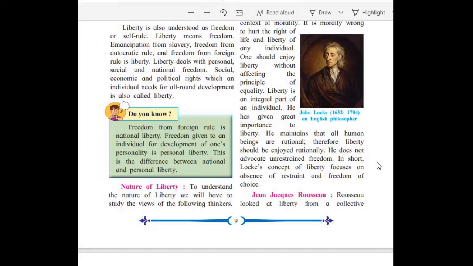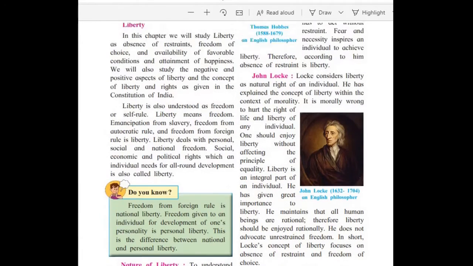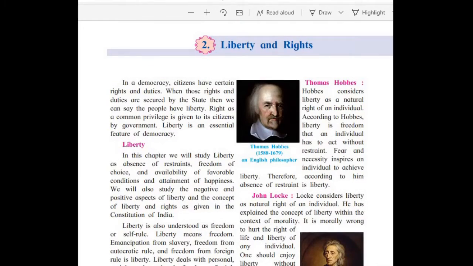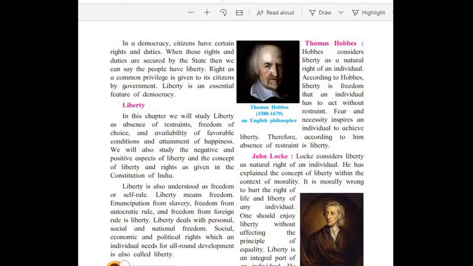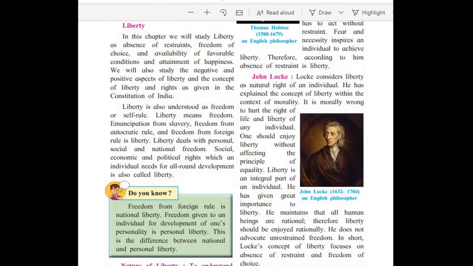Now we will see, there are a few thinkers who have given their views on liberty. According to Thomas Hobbes, liberty is the freedom of an individual to act without restraint. Fear and necessity inspire an individual to achieve liberty. Therefore, according to him, absence of restraint is liberty.